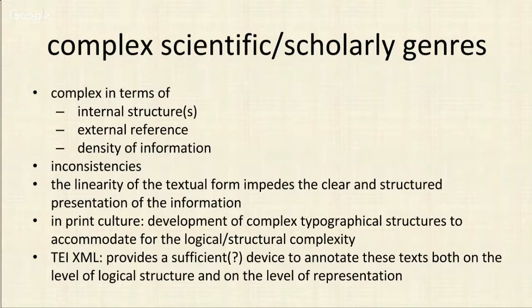The third common feature is that these genres are presented in a linear textual form, which impedes the clear and structured presentation of the information. Especially for dictionaries, we actually have lists or catalogs with attributes. To present them in a linear textual form means that you add material that is not always necessary and not always an advantage for the structure.